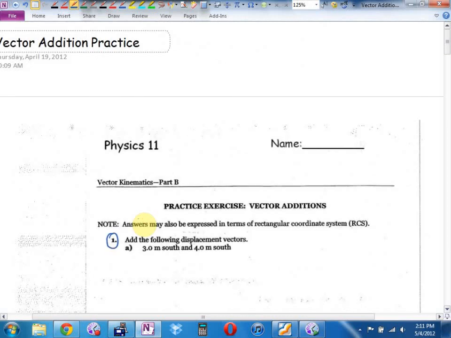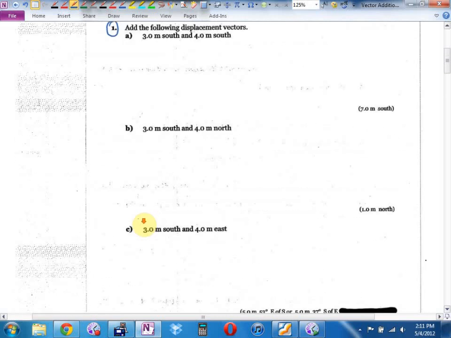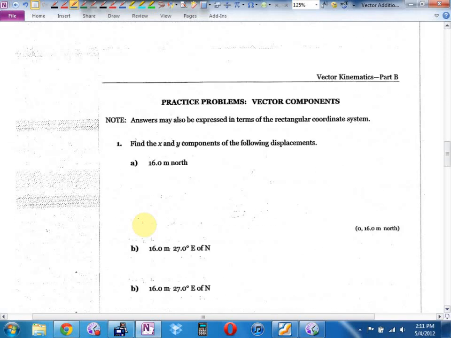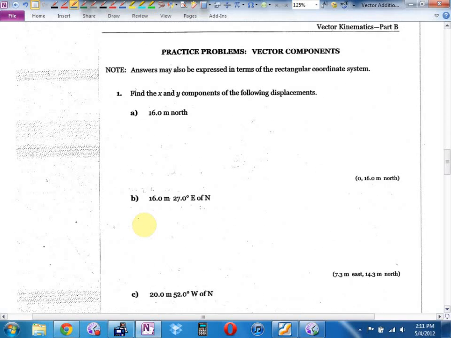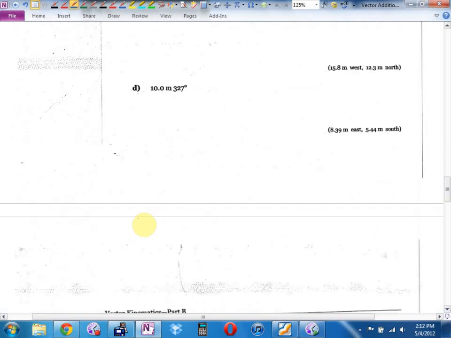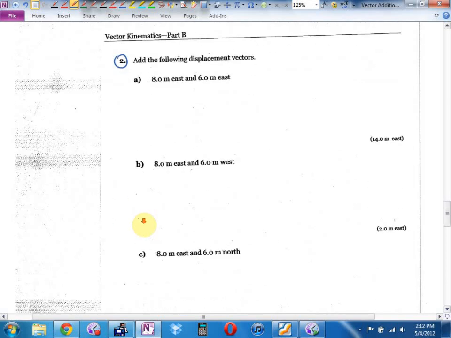So 1, 2, and 3 from the handout with the notes, and then 1 all under practice problems, vector components. Not number 1 yet. That's going to be next class. 2 is fine. Put a star next to D and E. F and G you can nuke completely. Hang on 1 second, please.